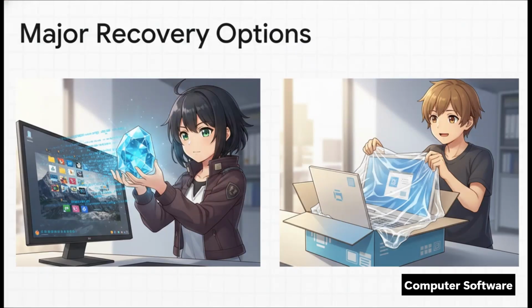And then there are two other heavy hitters. If you are one of those super prepared people and you created a system image backup, you can restore your entire computer. I'm talking files, programs, settings, everything, to the exact moment you made that backup. It's the ultimate undo button. And a lot of PCs from big brands have a hidden factory recovery option that'll put the machine back to the exact state it was in when you first took it out of the box.